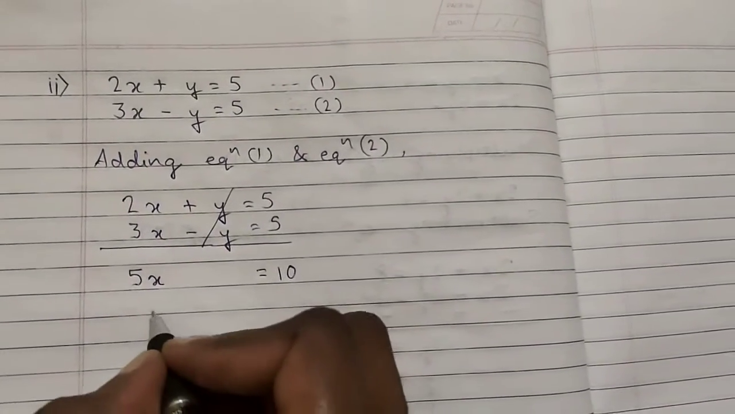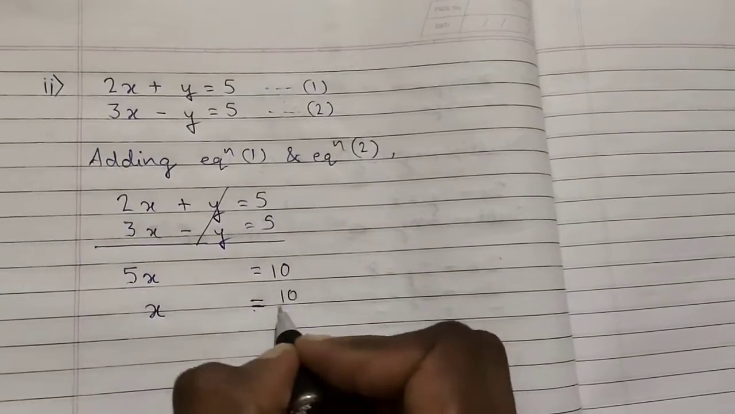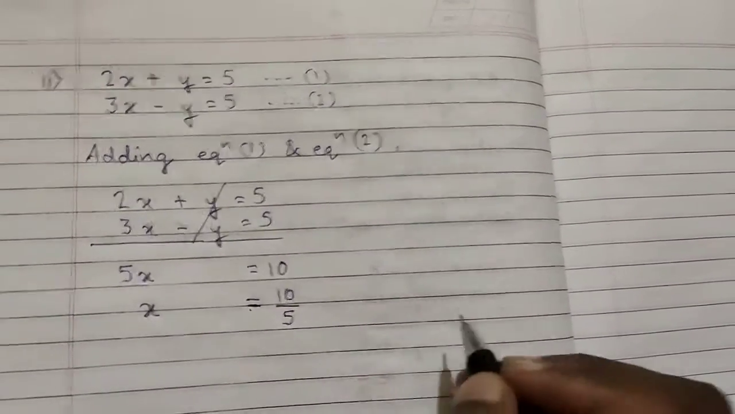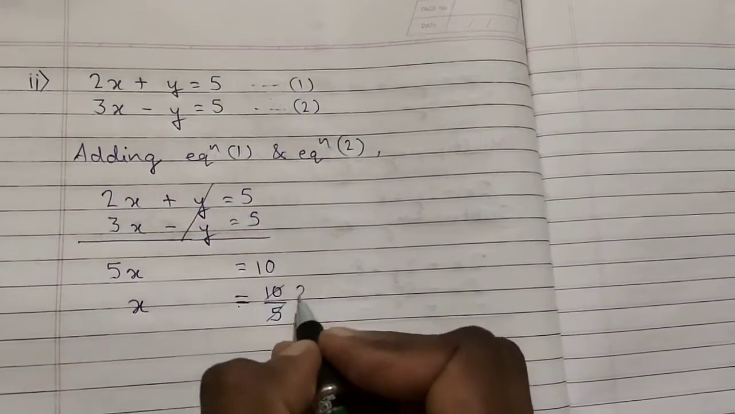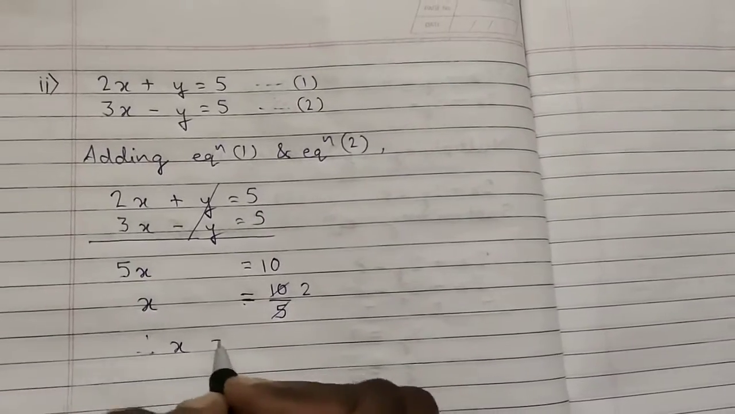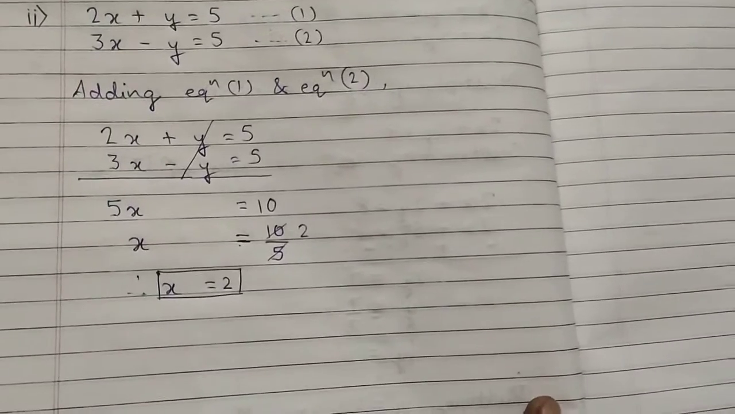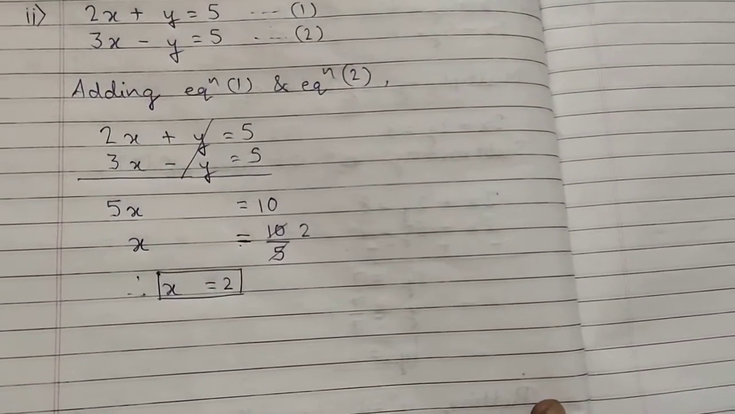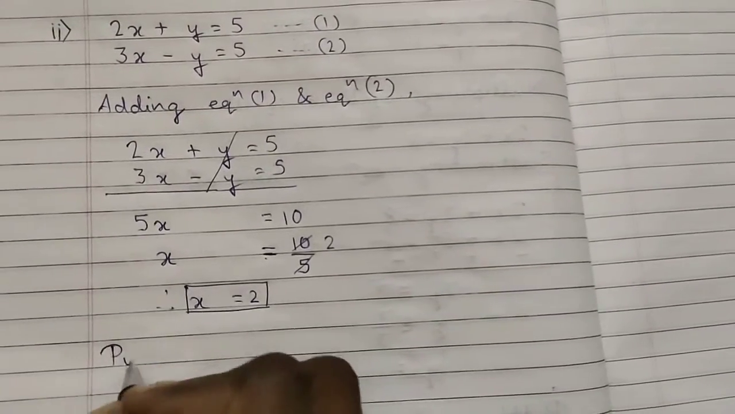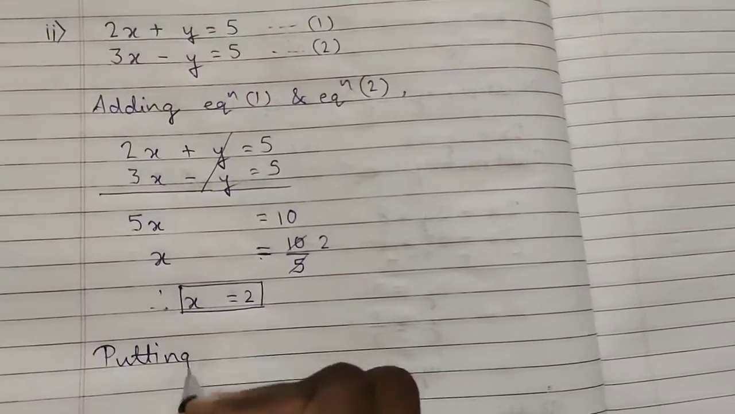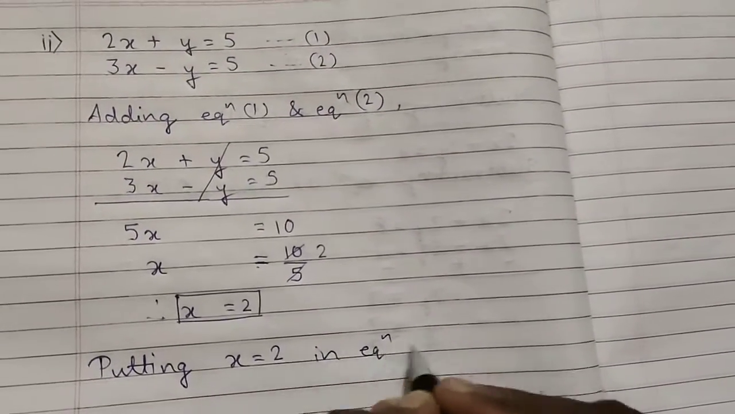Okay, now in the next step transfer this 5 to the right hand side so that it becomes 10 upon 5, because it is in multiplication, so it will divide. Now 5 2s are 10, so you will get x is equal to 2 here. Now we have the value of x, and we are going to put that value in equation number 1. So, putting x is equal to 2 in equation number 1.